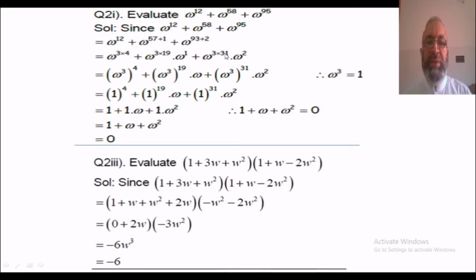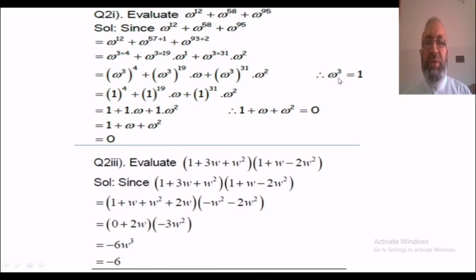3 multiplied by 31, 3 3s are 9, 3 1s are 3, gives 93, plus the remaining 2. We can write this as omega cubed power 31 into omega 2, which becomes omega square. Now again change this into omega cubed form. So omega 12 we can transform simply into omega cubed power 4, plus omega cubed power 19 into omega, plus omega cubed power 31 into omega square.